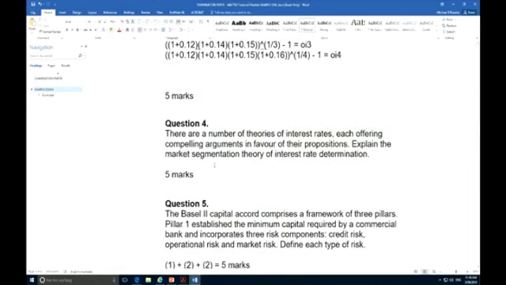All right. Oh, here we go. We have a theory question. I'm not going to answer this because this will take some time. Is that okay? I can give you some generalities. There are a number of theories of interest rates, each offering compelling arguments in favour of their propositions. Explain the market segmentation theory of interest rate determination.